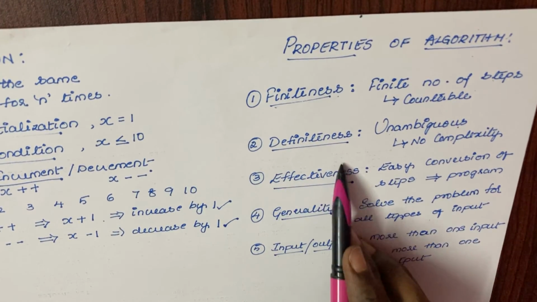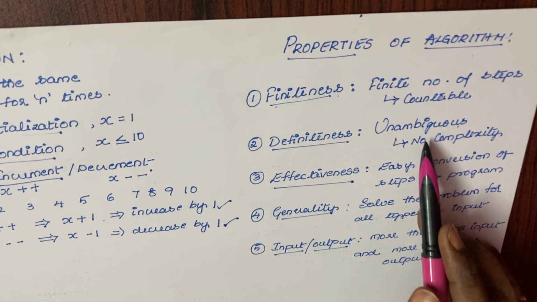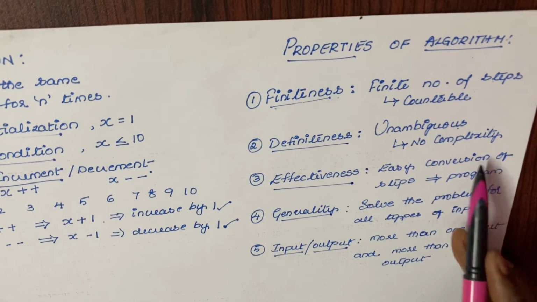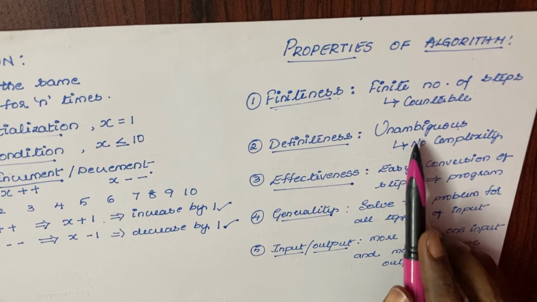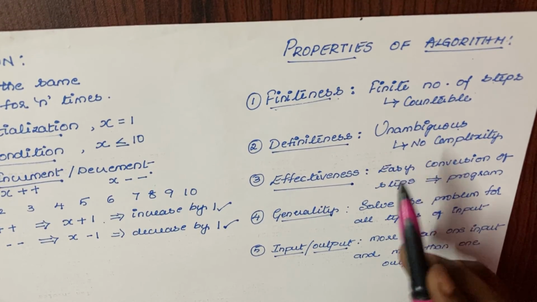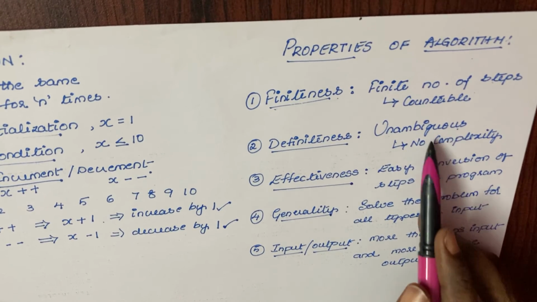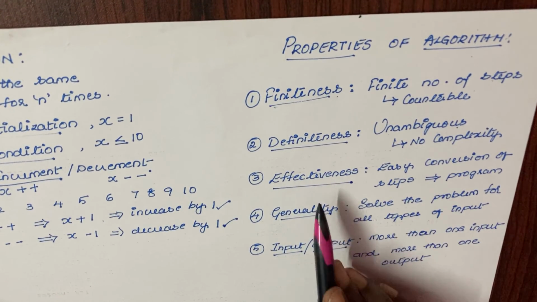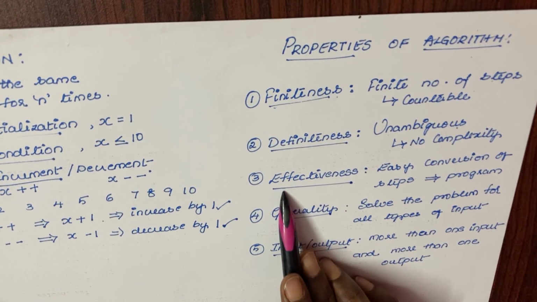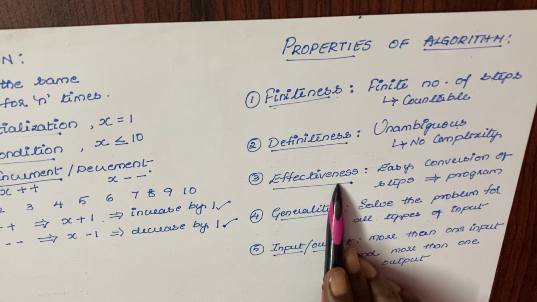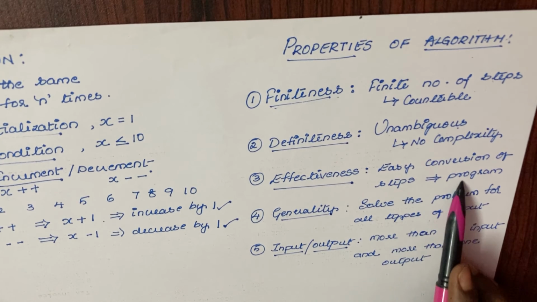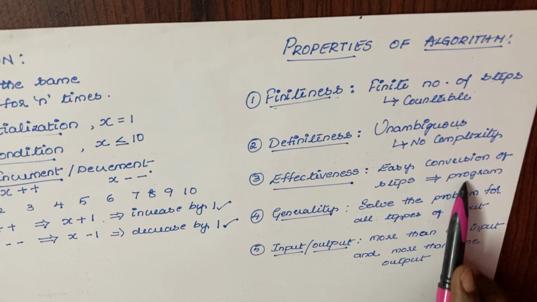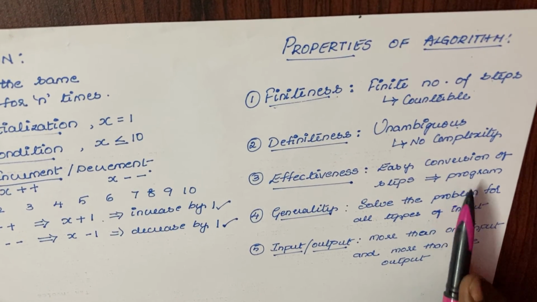Coming to the second property, definiteness. Definiteness means we write all these steps in a very easy manner, understandable by everyone. That is called unambiguous, and that is definiteness. Next, the third property, effectiveness. Effectiveness means we can easily convert the given steps of the algorithm directly into a program. That is the effectiveness of the algorithm.